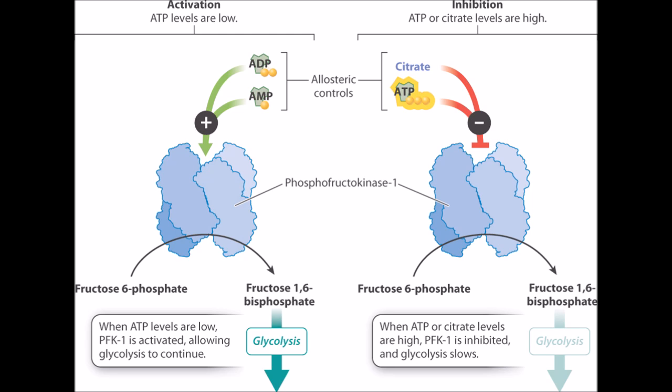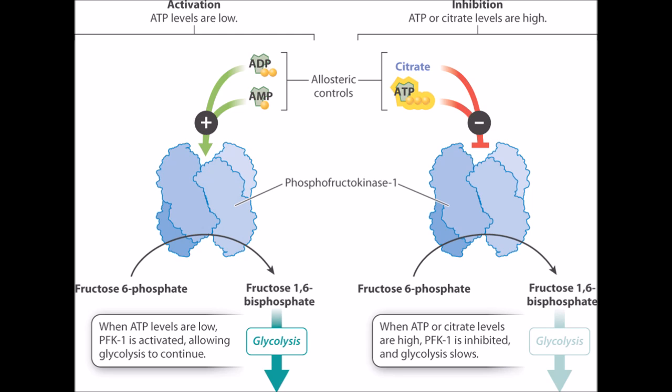Phosphofructokinase 1 stands for PFK1. The regulation of PFK1 can determine how fast or slow glycolysis is and the rate of ATP production. This figure shows a reaction with activation and inhibition. Activation is where the ATP levels are low. The PFK1 will be activated to continue glycolysis. This is showing that ATP and AMP are being inputted.